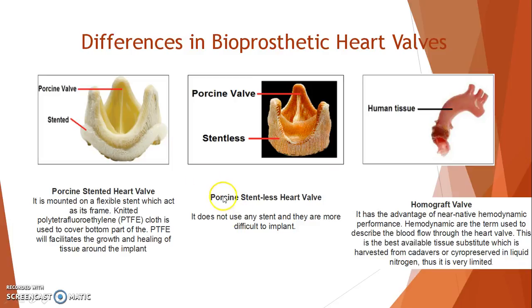The second one is the porcine stentless heart valve. This kind of heart valve does not use any stent, so it will be more difficult to implant, as the function of the stent is to provide support, as I mentioned before. The third one is the homograft valve. This kind of graft has the advantage of near-native hemodynamic performance. Hemodynamics are terms used to describe the blood flow through the heart valve.